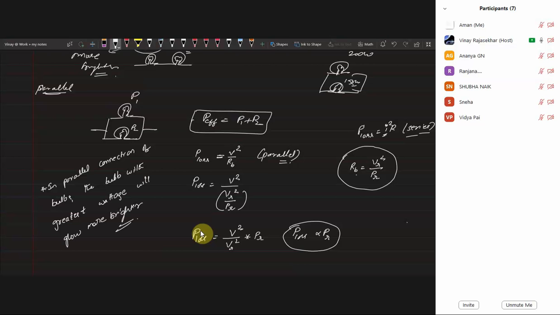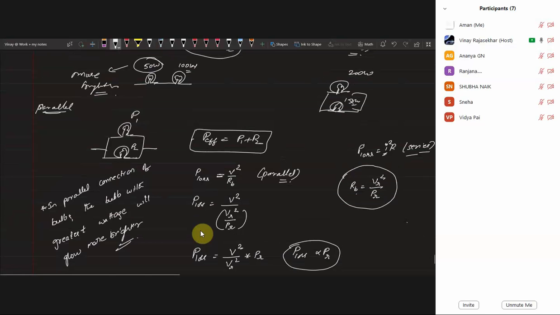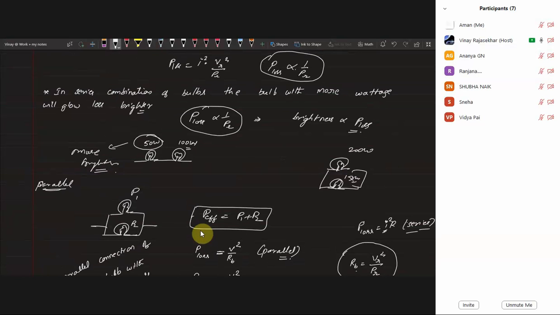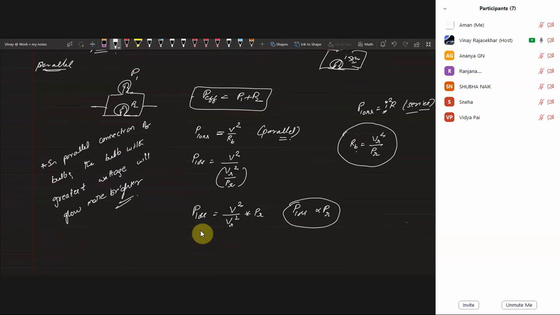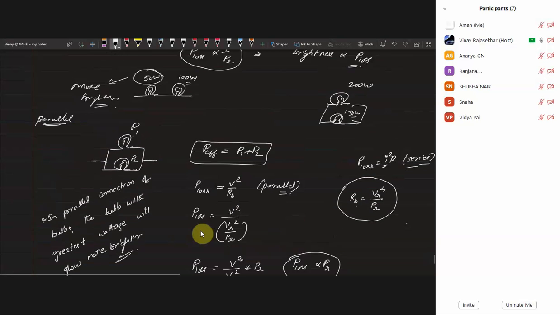Previously we calculated the power loss, and here also we calculated the power loss. In series combination, the power loss formula is I square into VR square by PR. Whereas in parallel combination, power loss is V square by VR square into PR, where V is the potential of the battery and VR is the rated potential.